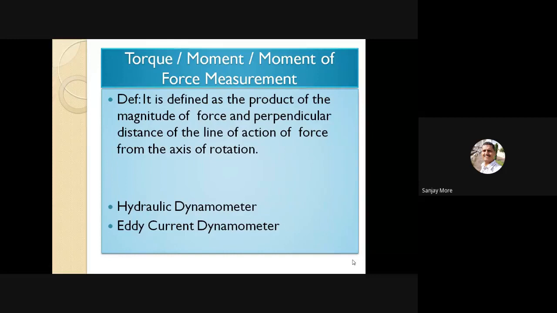Then give the heading instrument used in measurement of torque. In that, first, hydraulic dynamometer, and second, eddy current dynamometer.